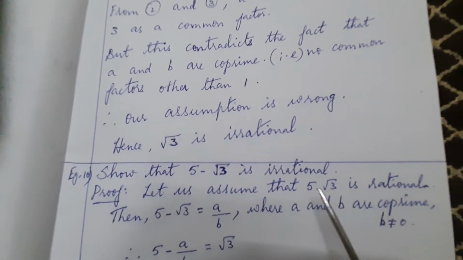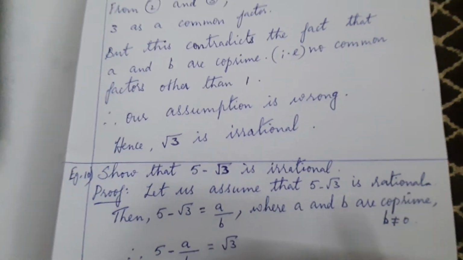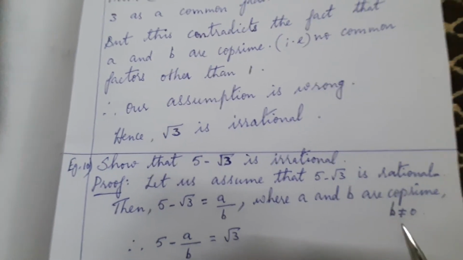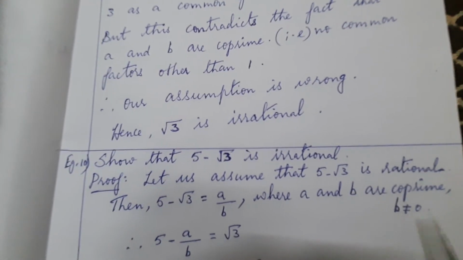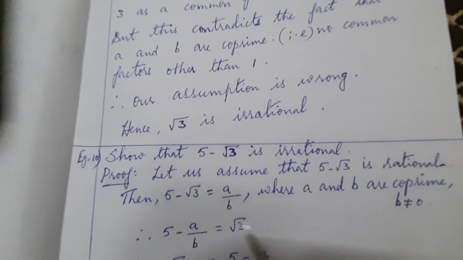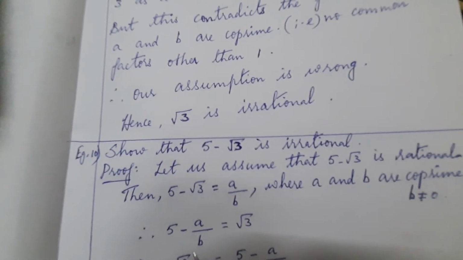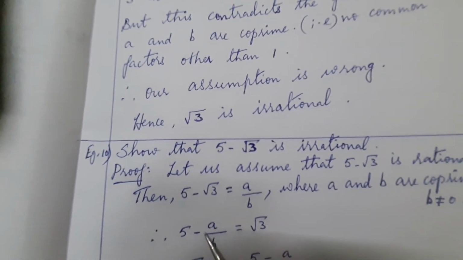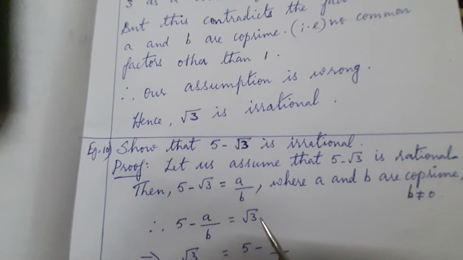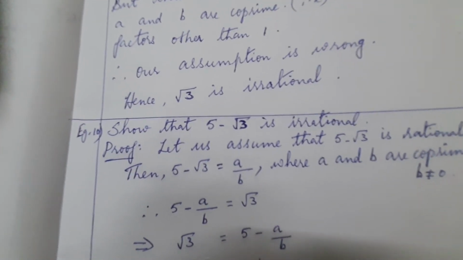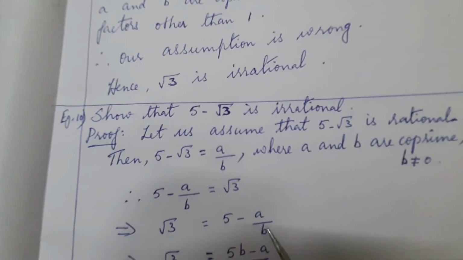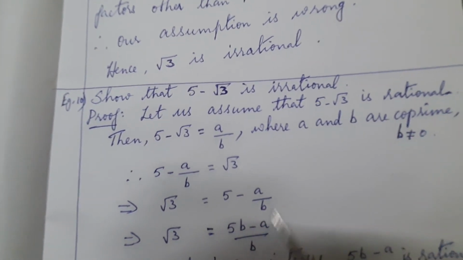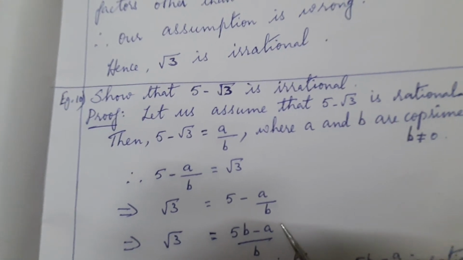Here, same way, let us assume that 5 minus root 3 is a rational number. Then, as I told before, 5 minus root 3 is a by b, where a and b are co-prime, b not equal to 0, because it is a rational number, the denominator should not be equal to 0. Now, in this type of problem, what you have to do is bring a by b to one side and root 3 to the other side. So, 5 minus a by b is equal to root 3. Now, changing the places, root 3 is equal to 5 minus a by b. Now, you need not square and all. Root 3 is equal to, take LCM for this. b is the LCM. So, I get (5b minus a) by b.